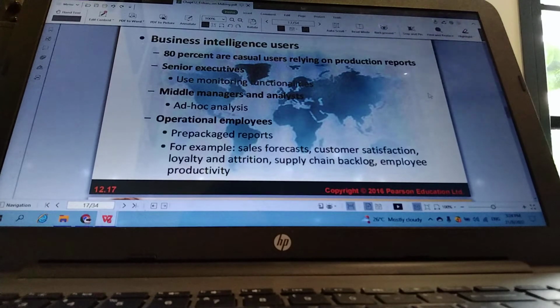They are senior executives, could be part of the management, where they use these BI features for monitoring purposes. Mainly for monitoring their businesses, the progress of the businesses, what action needs to be taken to transform the business into the next levels, and so on. Those are the senior executives who are involved in using the BI, and 80% of them are senior executives.